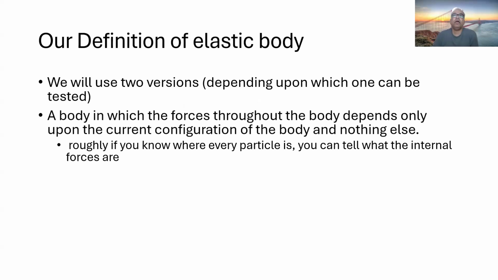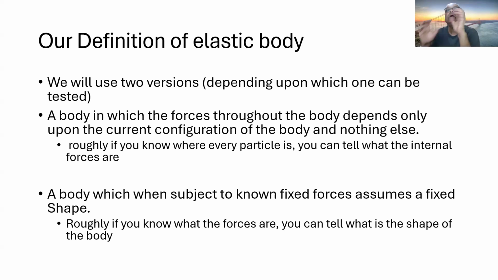The first one says an elastic body is a body in which the forces throughout the body depend only upon the current configuration of the body and nothing else. Roughly, if you know where every particle is, you can tell what the internal forces are. For example, an extreme case of this is molecular dynamics, where once you know the position of every particle in the simulation, you know all the interaction forces. So that is an elastic body. All molecular dynamics is based on elastic bodies.